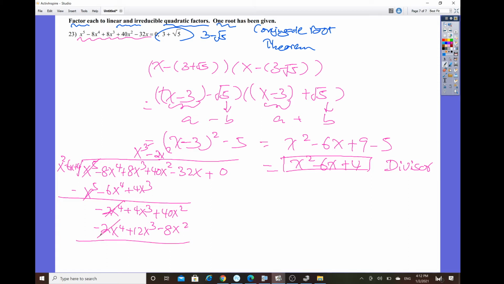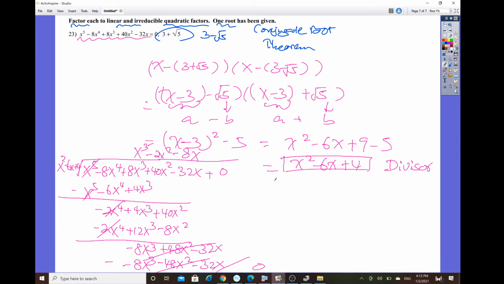Again, subtract the first group, so this one got cancelled. 4x cubed minus 12x cubed is negative ax cubed, and 40x squared minus ax squared gives plus 48x squared. Bring down negative 32x. This time we multiply by negative ax, giving negative ax cubed, negative 48x squared, and negative 32x. Basically everything got canceled. There's no remainder, or we can say the remainder is 0.